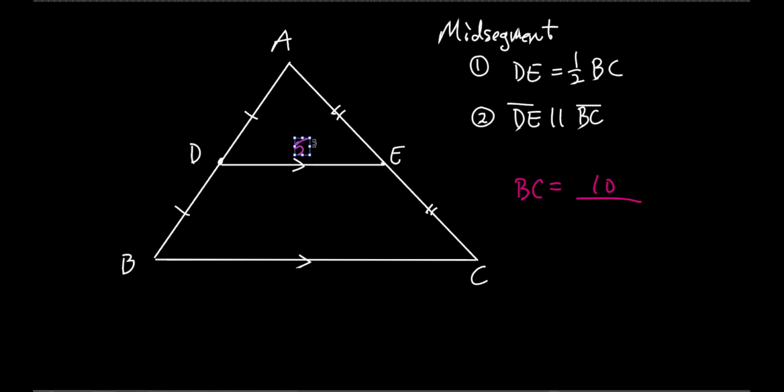Or I could change it around. Give me, besides 10, another number for BC. 12? All right. So what if that's 12? What if I said BC is 12? What would DE be equal to? It'd be 6. It's as easy as that. All right. So that's 14 and 15, I just give you regular numbers.